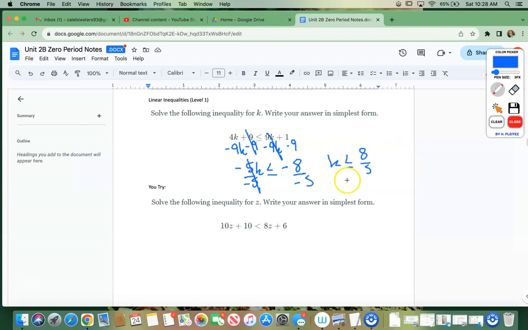If you are a person who really prefers decimals, you could always do that in your calculator, convert to a decimal if you want to. Okay? But that is not necessary at all.